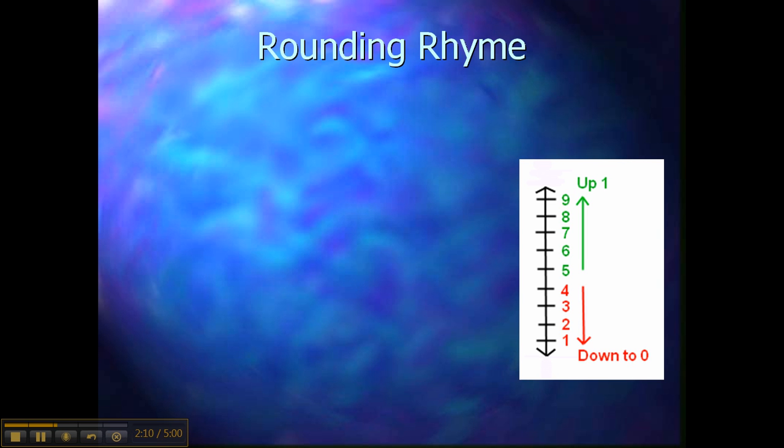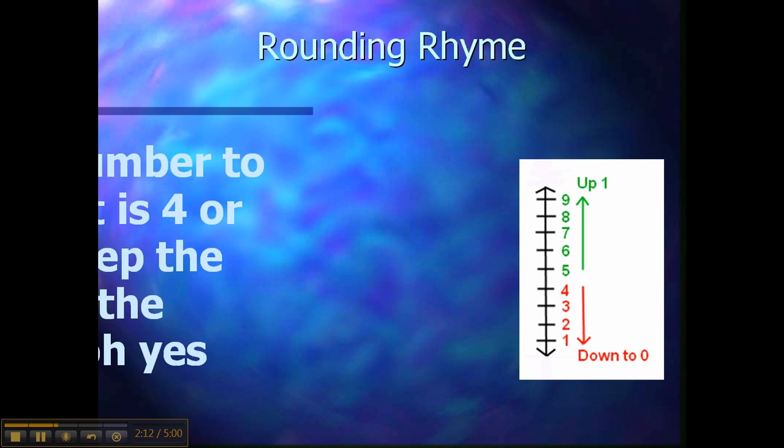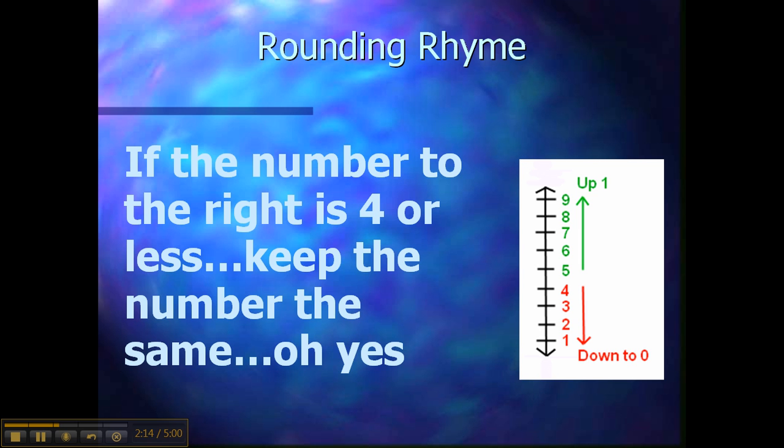Okay, let's review the rounding rhyme that we covered in class today. Forgive me, I know that right now it was more like a little rap that we heard with the music, but let's practice it again. It says, if the number to the right is 4 or less, keep the number the same, oh yes. Let's repeat it again.